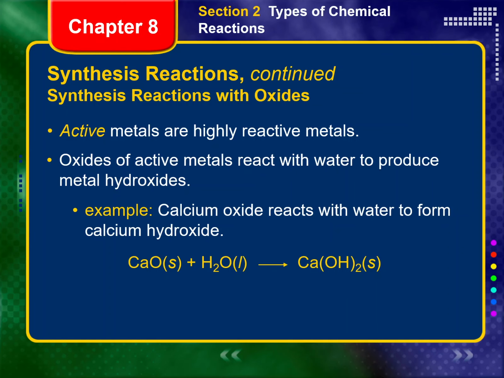Calcium oxide, represented as CaO, which is also known as lime or quicklime, is manufactured in large quantities. The addition of water to lime to produce calcium hydroxide, Ca(OH)2, which is also known as slaked lime, is a crucial step in the setting of cement.